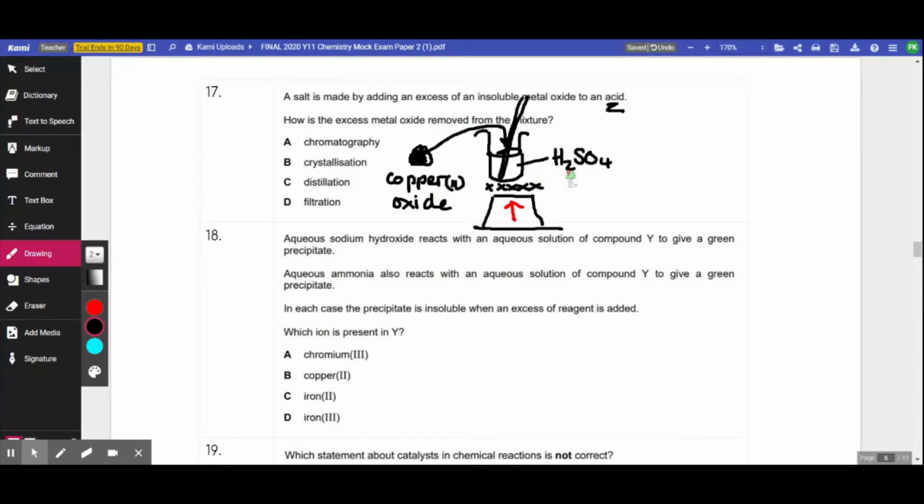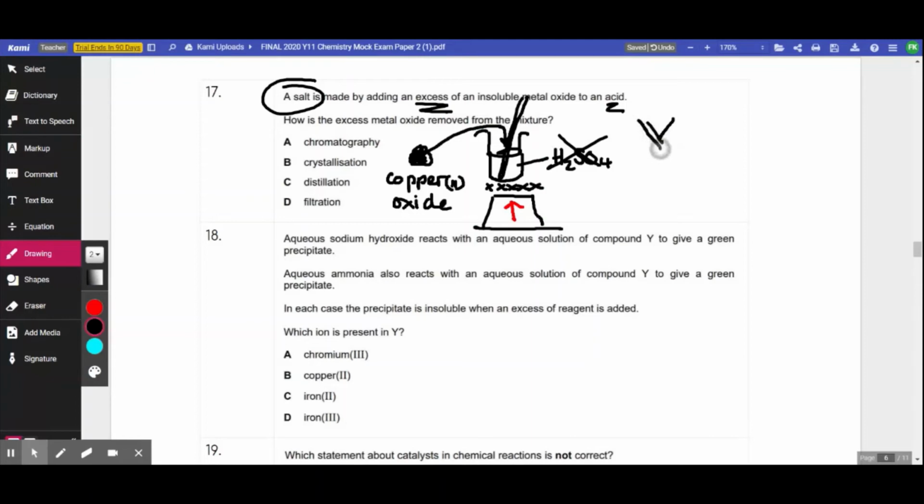So when you're doing this experiment, the idea is to try and make the pure salt. Now, if you keep on adding the copper oxide, eventually the acid will be used up. So you will use up the acid. That's what they mean by adding an excess. So once you do that, you can filter your mixture.